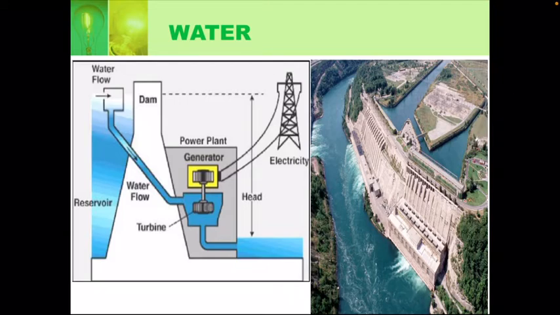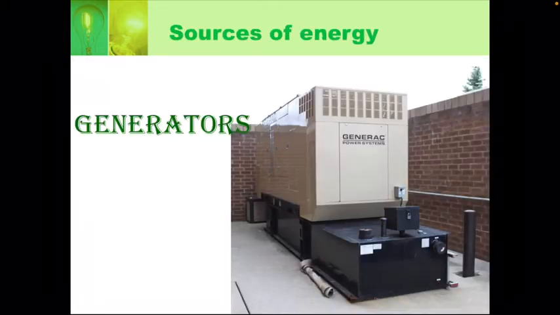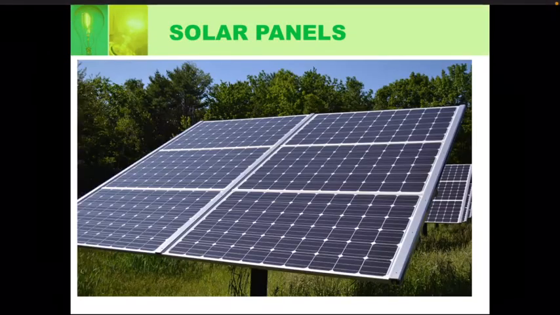So water stored at a height has a lot of energy. This has been done in many places in various dam structures. So this is the best example of water producing electricity. And this type of electricity is called what? Yes, hydroelectricity.